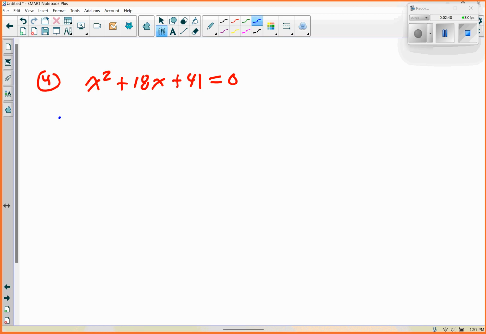Shout it out. What's our A value? 1. What's our B value? 18. And our C value? 41. Does everyone comprehend that? Friends, can the A value be something other than 1? Yes. It's just in this case, it happens to be 1.